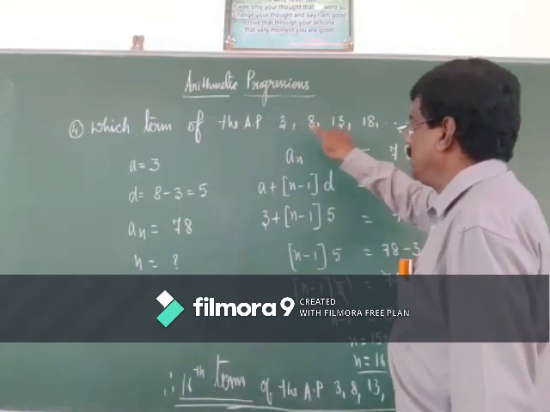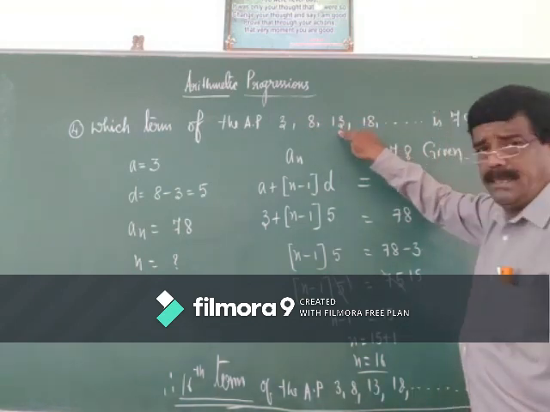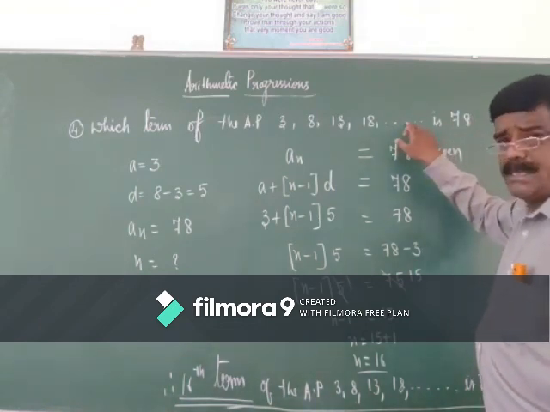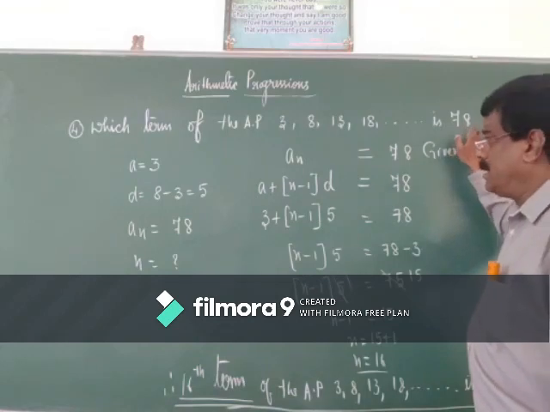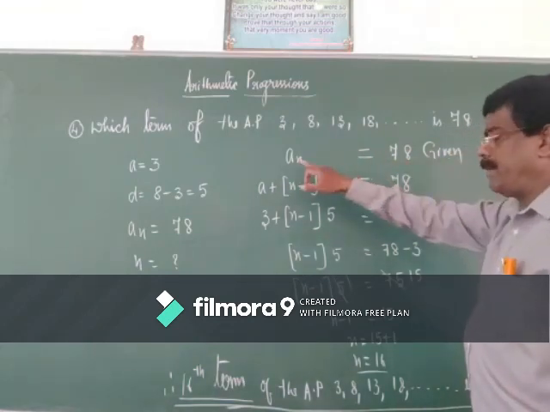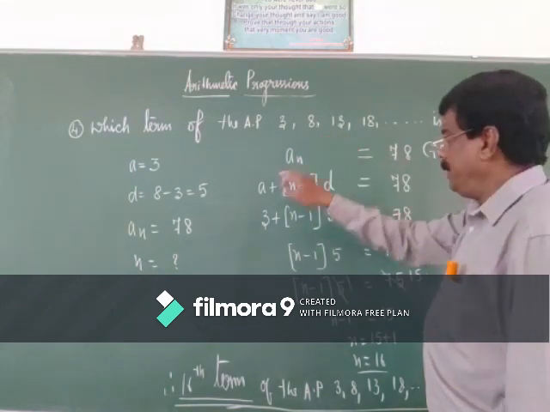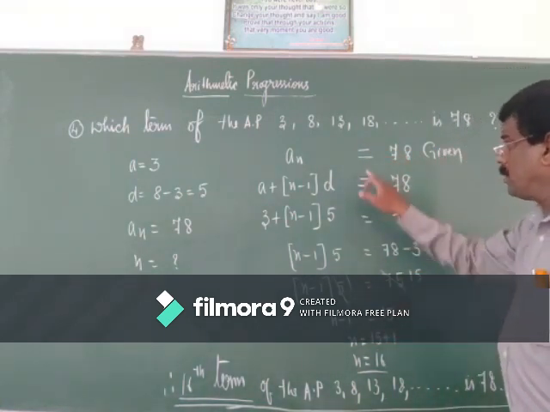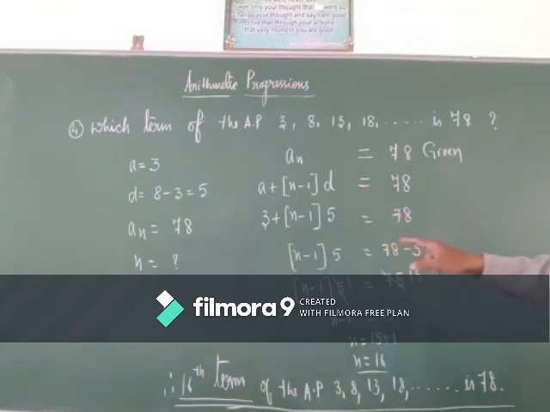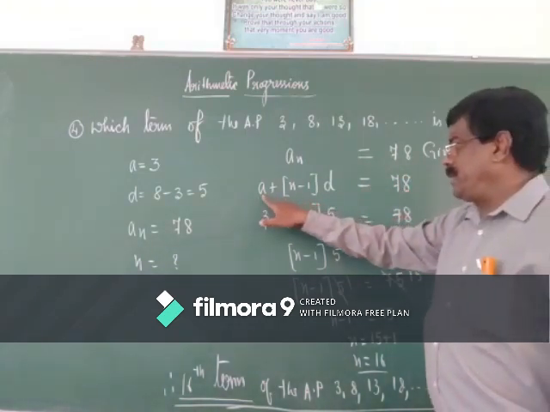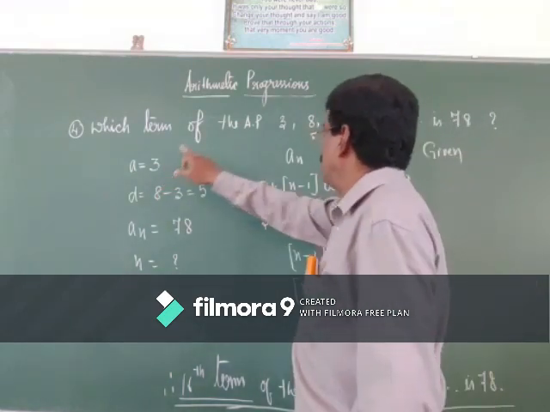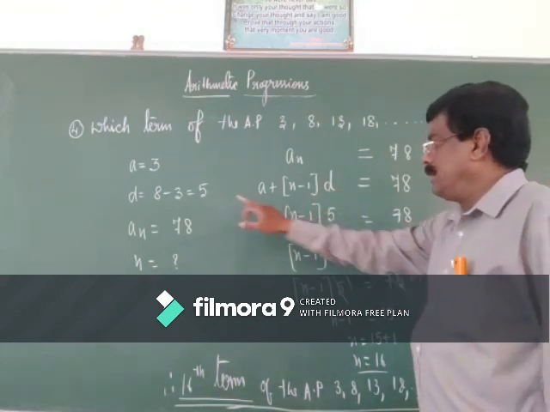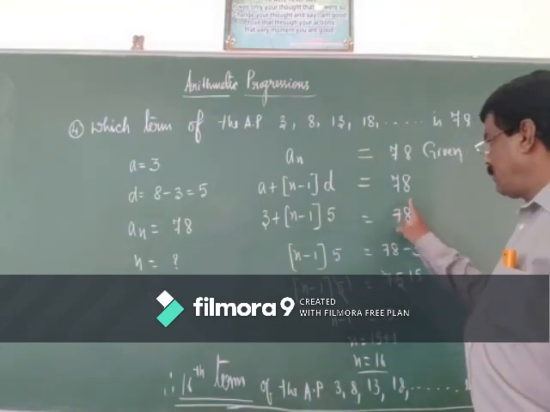So a1 is 3, a2 is 8, a3 is 13, a4 is 18. Like that, we don't know where 78 comes. It may be a5, a6, a7, a8. In general, the nth term is 78. So we start with a_n equals 78. But while writing, you must be very careful. Write down a_n, then immediately write down the formula a plus n minus 1 into d, then write equals to 78 below this. In the place of a substitute 3, and the difference d is 5. So a plus n minus 1 into d is equal to 78.